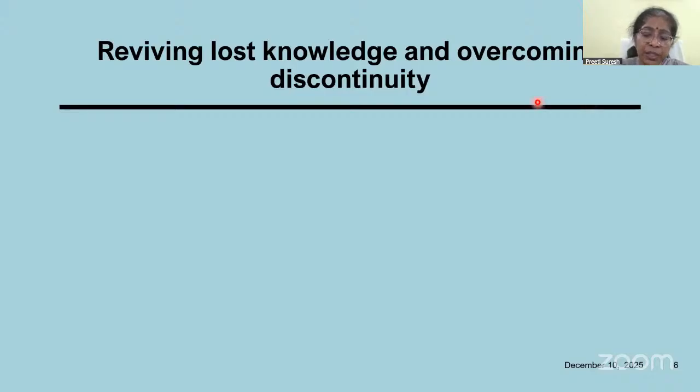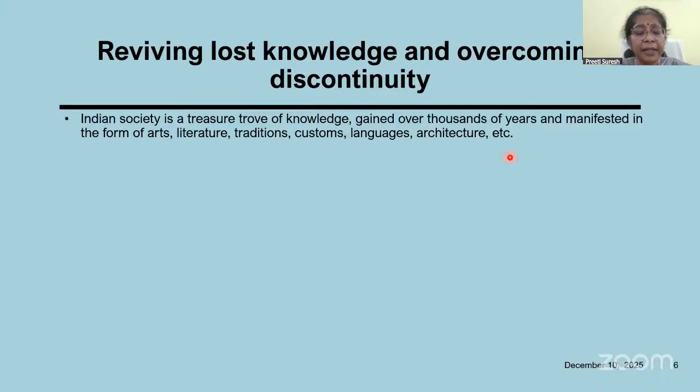The National Education Policy has also emphasized, and we all will agree with it, that Indian society has been a treasure trove of knowledge. This knowledge is not something very new or very recent, but has been gained over thousands of years. If we look around, we will see that it is manifested in different ways: in arts, literature, traditions, cuisine, customs, languages, and architecture. Everywhere you will see an imprint of the Indian knowledge systems or traditions.